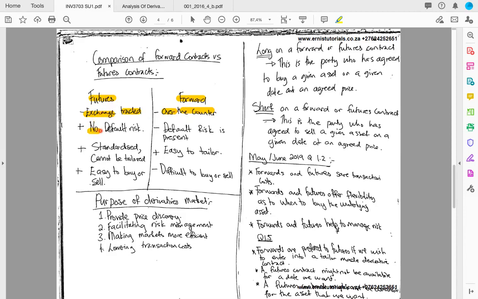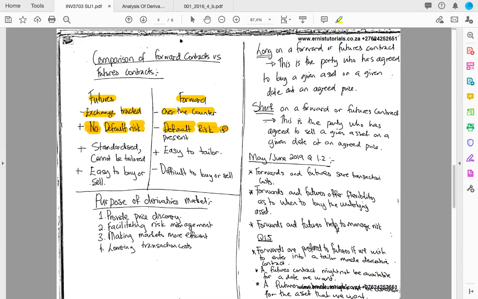Futures contracts have no default risk because the exchange is the counterparty. You can be guaranteed that the exchange will not default on their agreement. When it's time for the exchange to deal with you, they'll deal with you the way they said they would. Whereas with a forward contract, which is a private arrangement, there's an element of default risk.